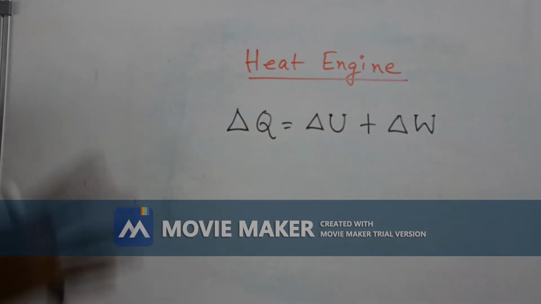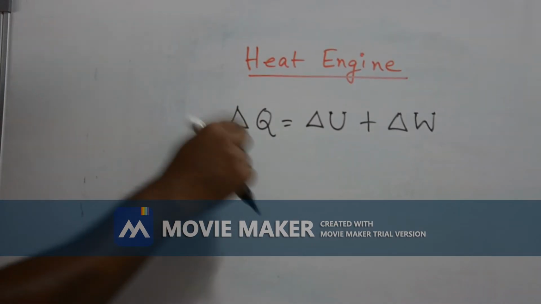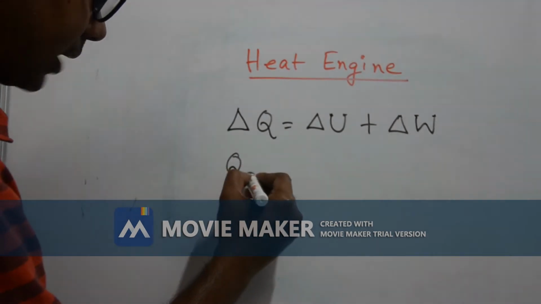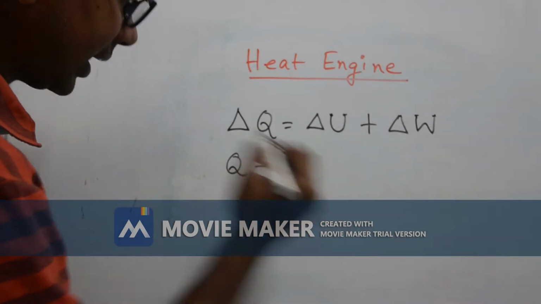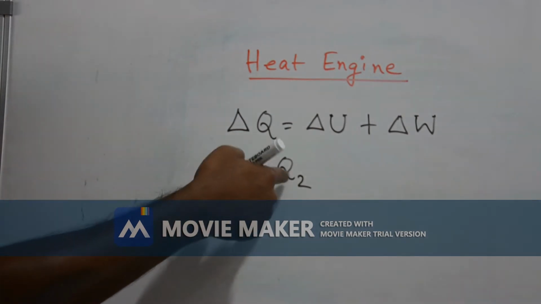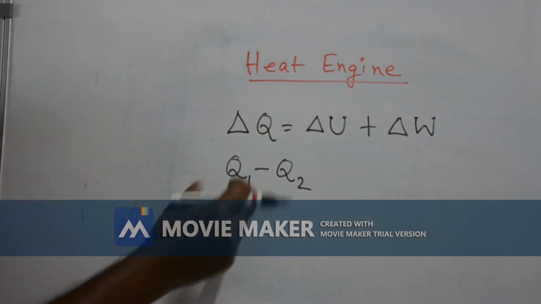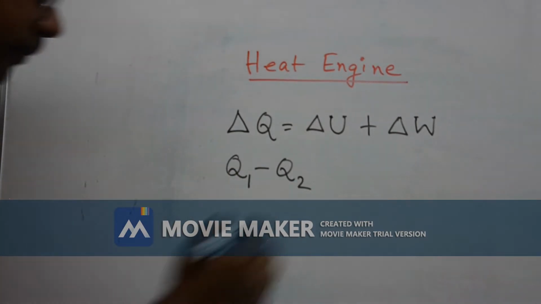So for our case, the heat engine is basically the system. The amount of net heat flowing into the system will be nothing but Q1 minus Q2, because Q1 heat is coming into the system and Q2 amount of heat it's giving away. So the net heat which is coming inside the system will be Q1 minus Q2.